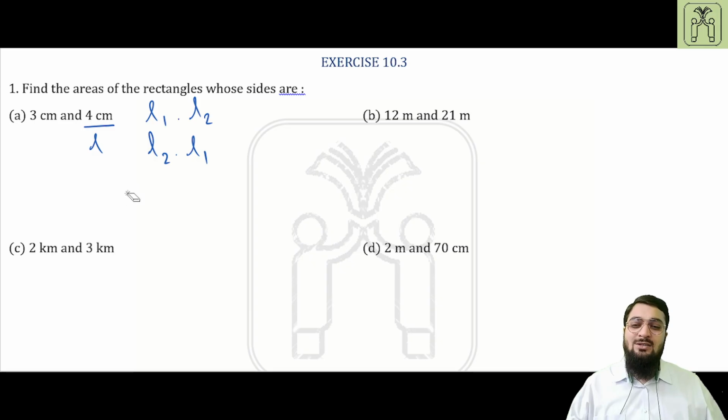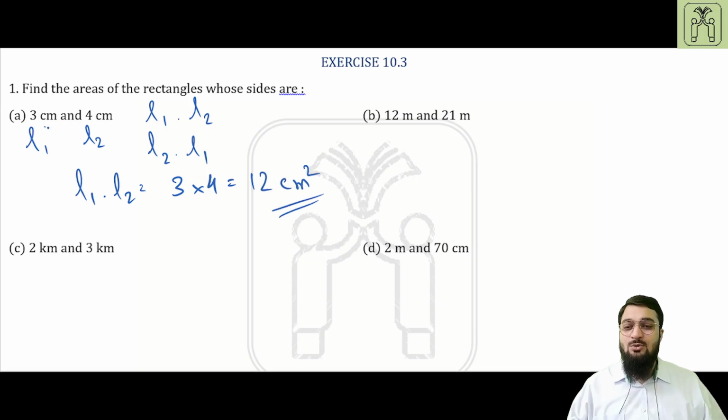You can either take length as the one which is mentioned first, or you can take the length as the one which is greater in magnitude. But I will be following the first come first serve basis. So L1 into L2 will give 3 into 4, which will give 12 centimeter square. Make sure that the units of both of them are same.